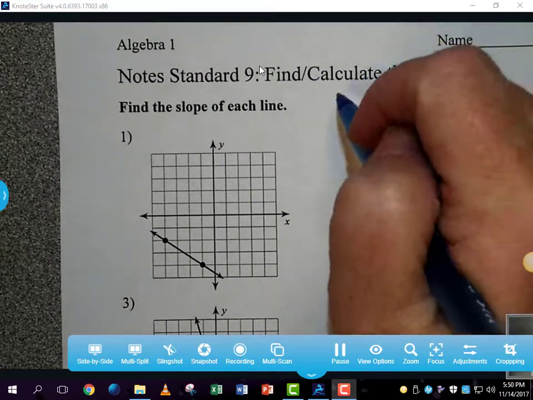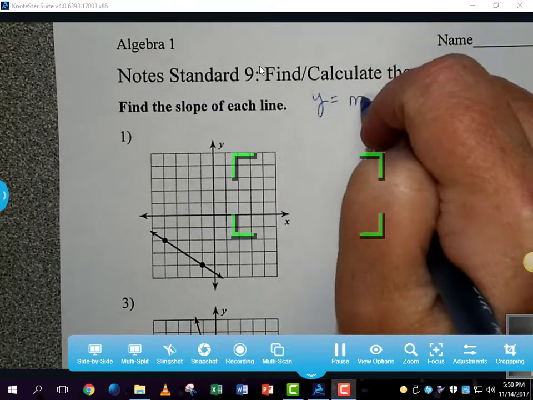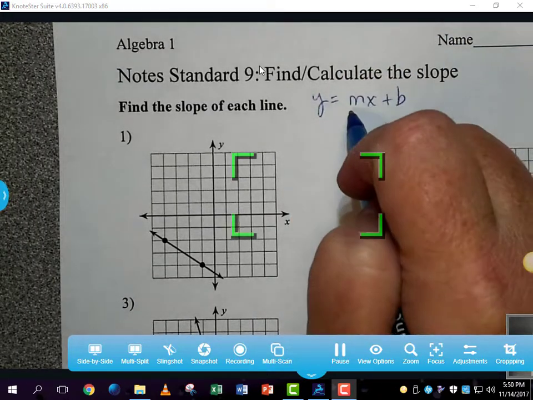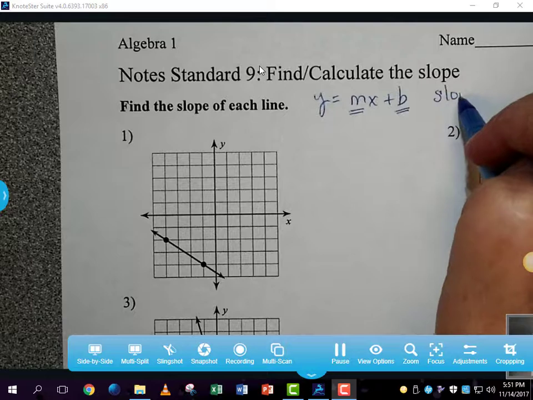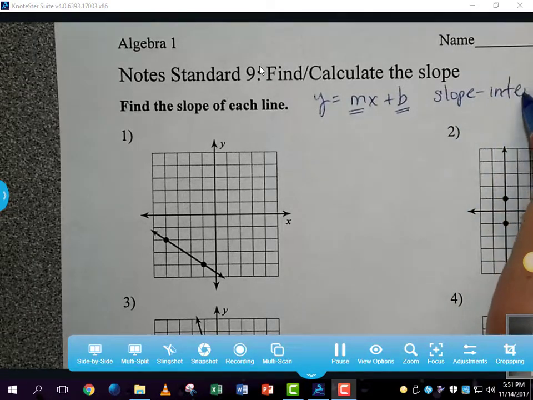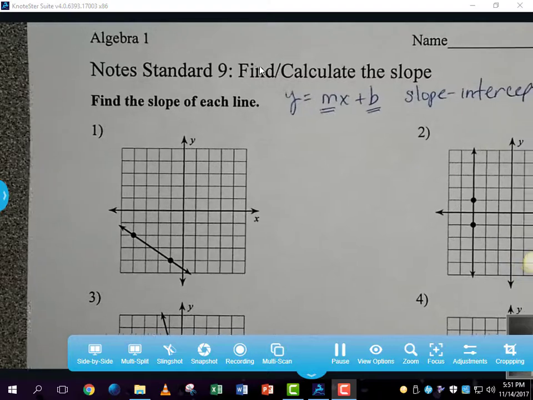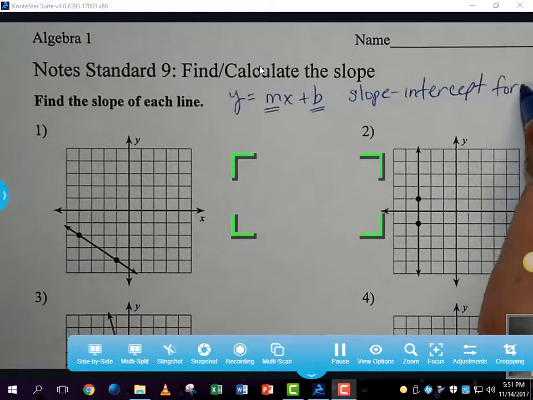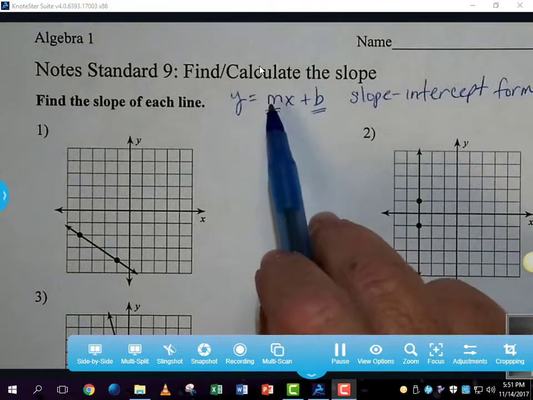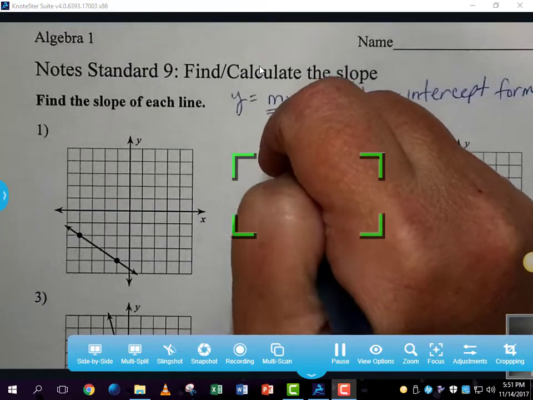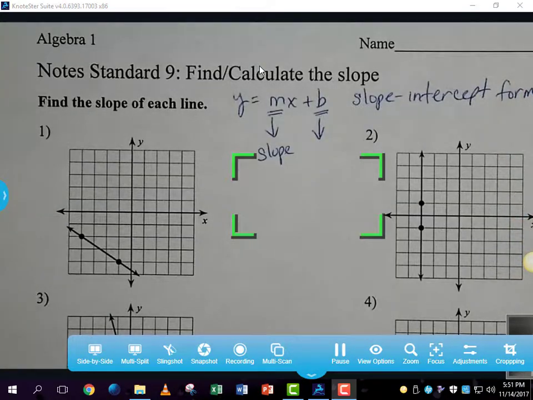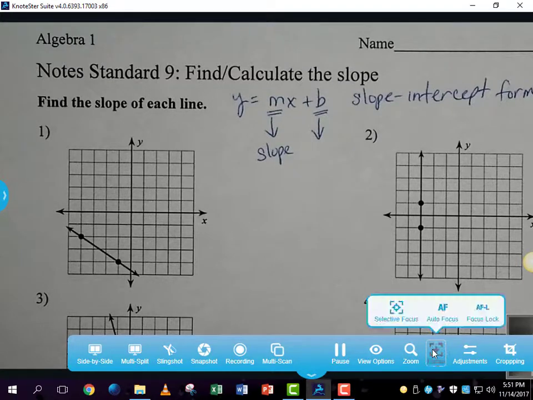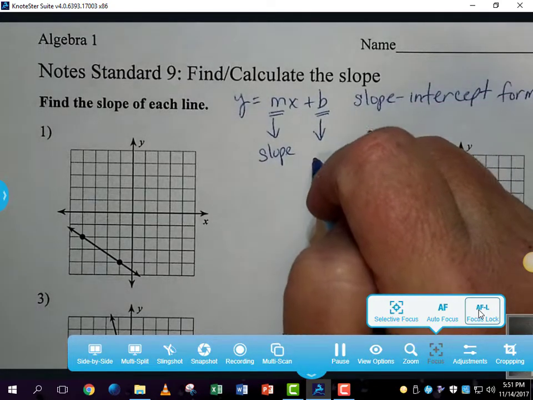Real quick, let's review. When we have y equals mx plus b, which is called the slope-intercept form of the graph, we already know that m stands for the slope, and b is the intercept, but it is specifically the y-intercept. Okay. Alright, so this is the y-intercept.